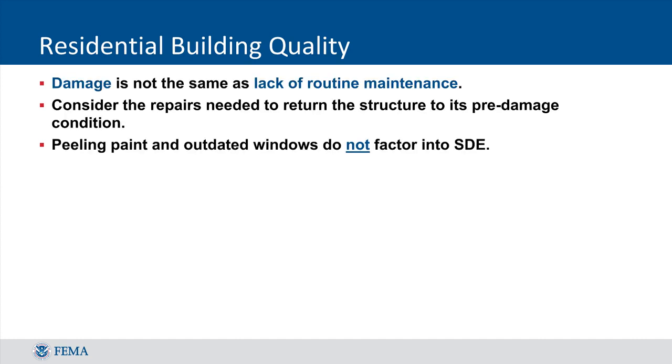Now we will move into the portion of the assessment where we evaluate the actual damage to the home. But before we begin, you must remember that there is a difference between the damage that has been done to a structure and deferred maintenance. Think about what repairs would be needed to bring the home back to its pre-damage condition. For example, paint that is peeling off of the exterior or windows that have not been replaced for many years and are simply old would not count towards the damage estimate.